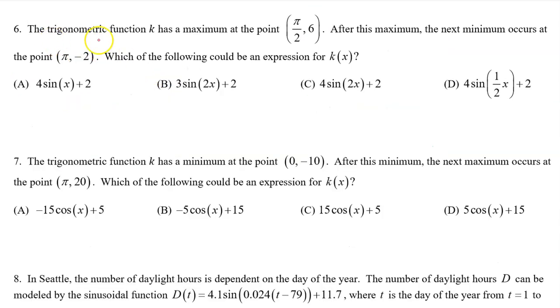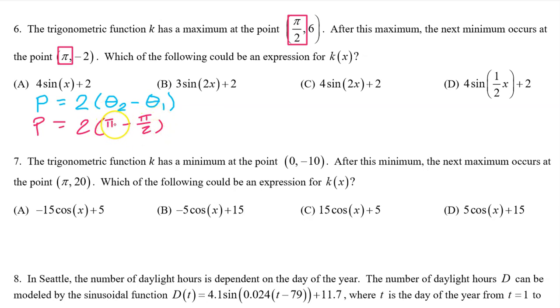Number 6. The trigonometric function k has a maximum at the point pi over 2, 6. After this maximum, the next minimum occurs at the point pi, negative 2. Which of the following could be an expression for k of x? We have learned that the period is double the horizontal distance between consecutive max and min. In this case, the period will equal 2 times pi minus pi over 2.